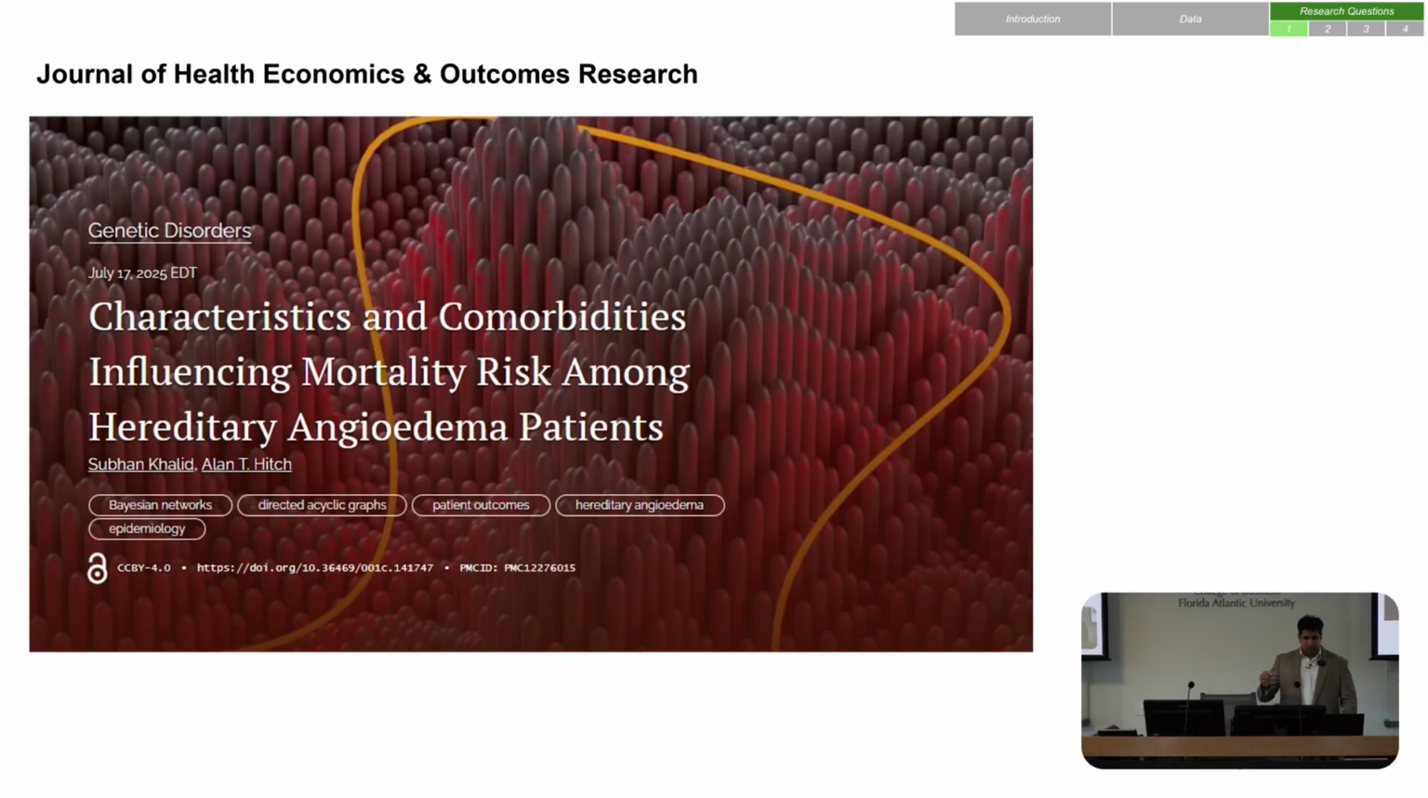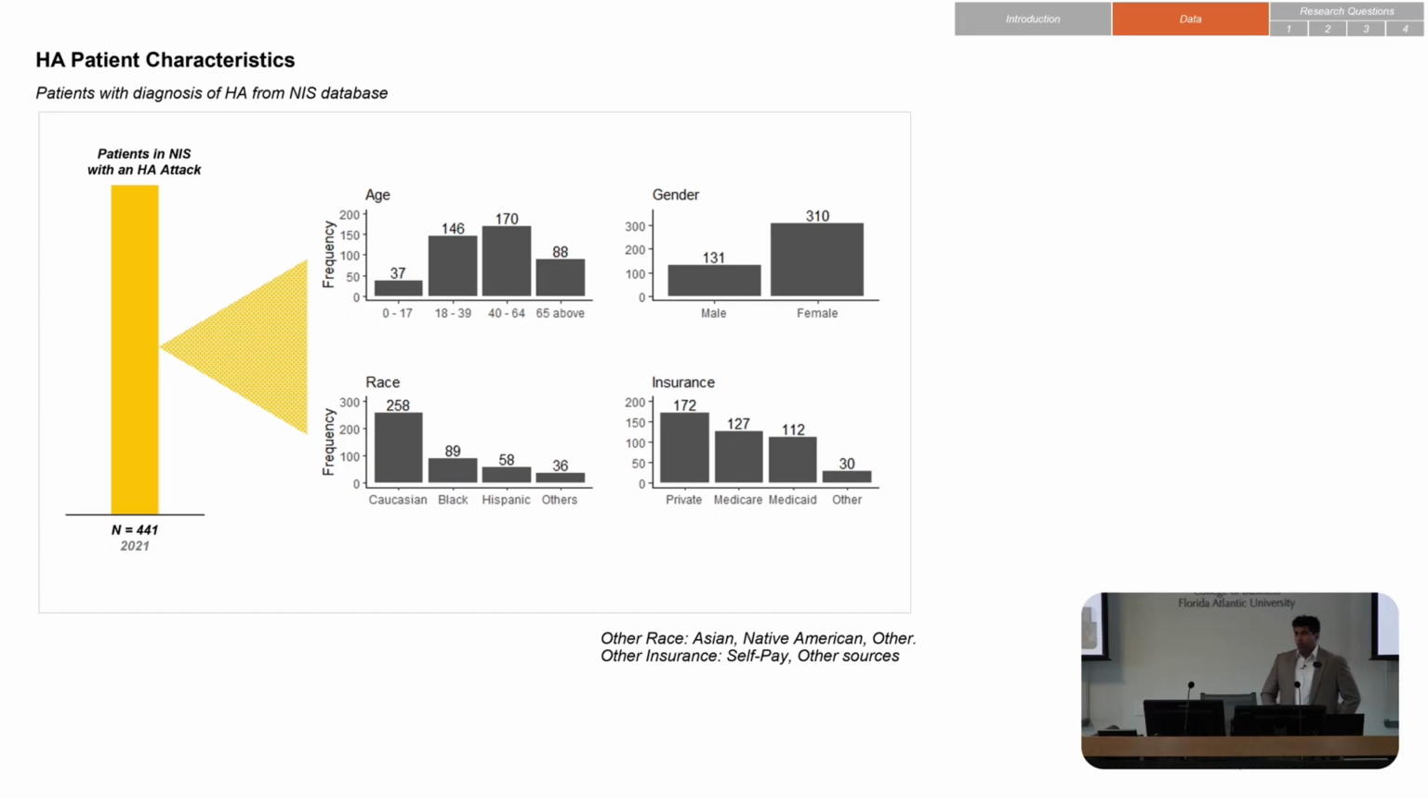Like I said before, this paper was published in the Journal of Health Economics and Outcomes Research, if anybody wants to read it. So what we did was we took the NIS database, which is the National Inpatient Sample, a longitudinal record of patients who were admitted into the hospital across the United States. I think they keep records from 2003 onwards. And so patients in the NIS database were pulled for having HA, and the diagnosis code for that is D84.1.